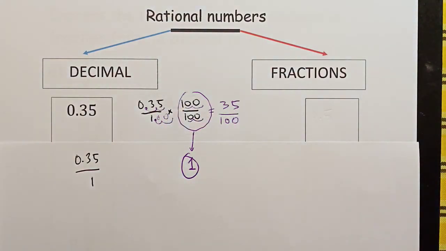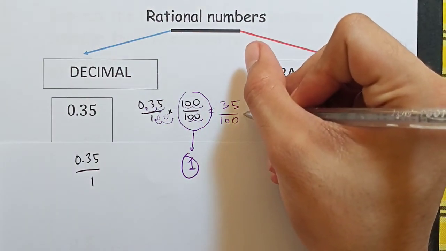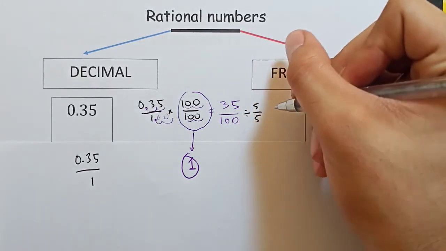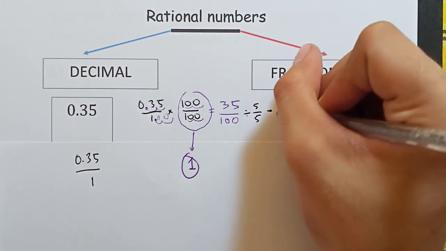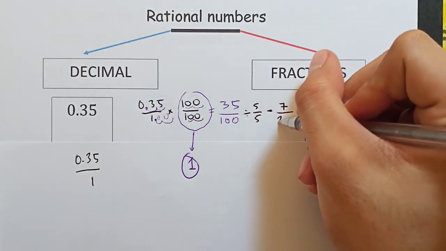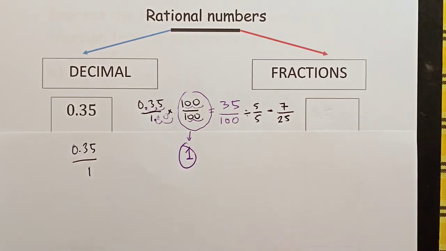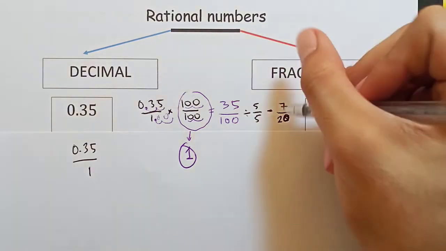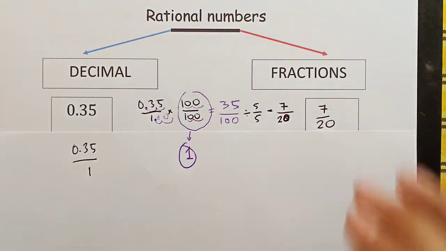So, ito na siya. 35 over 100, and we can lowest term it. Lowest term of this, can divide this by 5 over 5. Then it will be 7 over 20. So, the answer for this is 7 over 20.